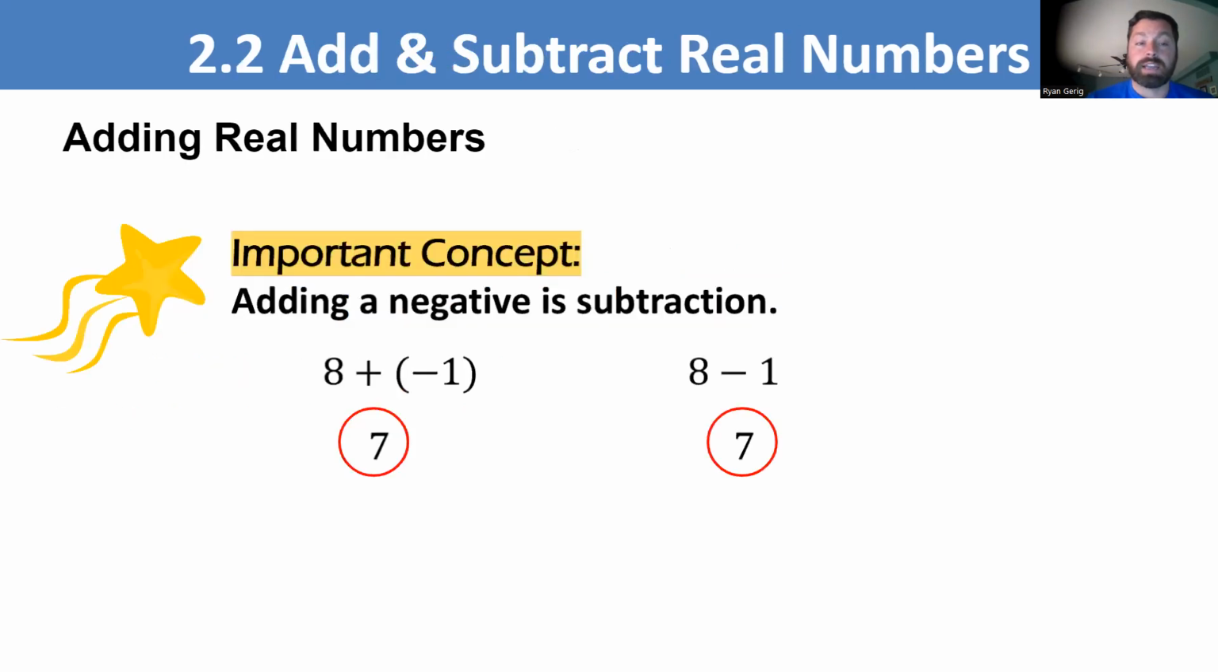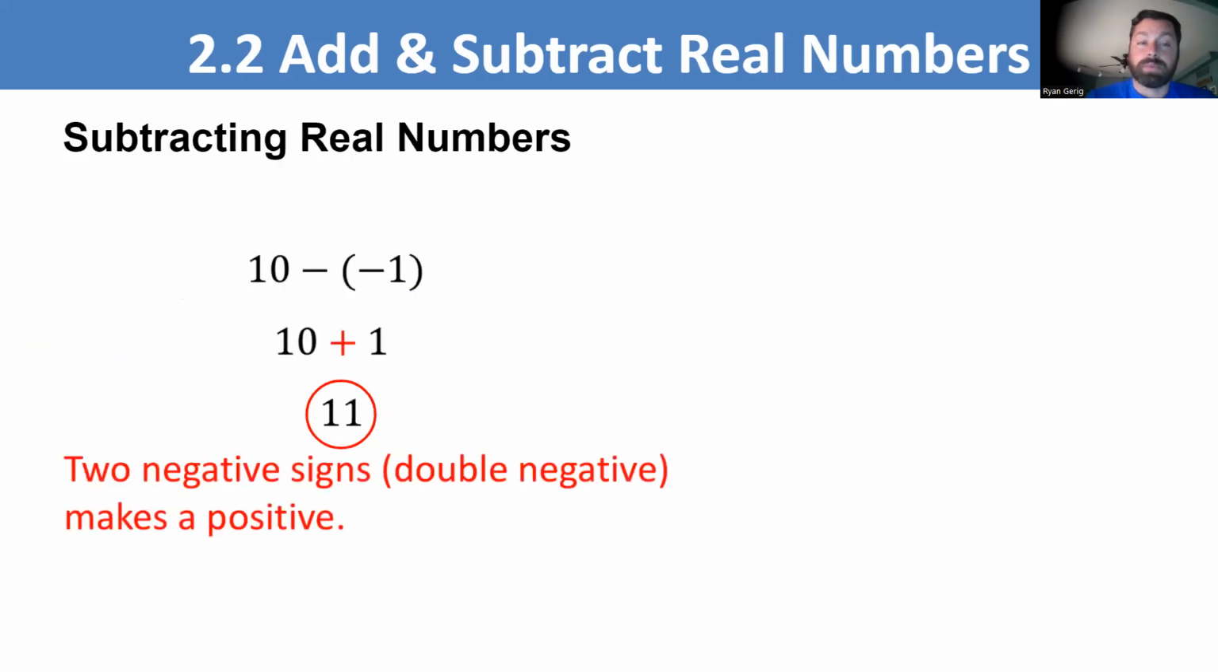Then we moved into adding and subtracting, multiplying and dividing real numbers. Adding real numbers, one of the things I want you to remember, adding a negative is the same as subtraction. So 8 plus -1, that plus negative is the same as subtraction. And I want you to start seeing it that way. Subtracting real numbers, probably one of the more tricky ones, is a double negative. 10 minus -1 is essentially addition. Two negative signs back to back, where a double negative makes a positive.